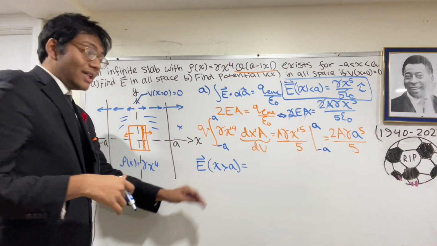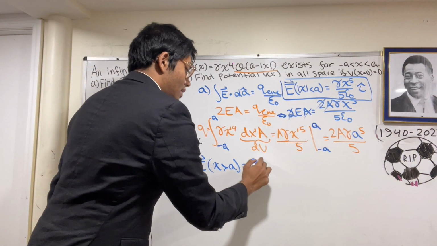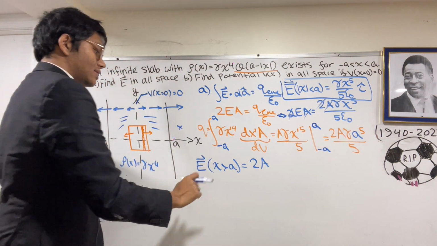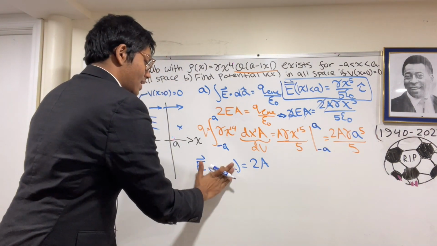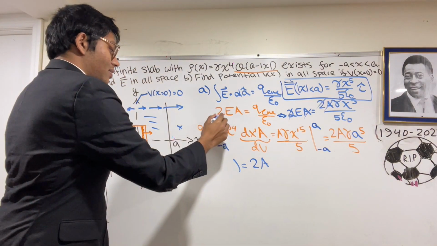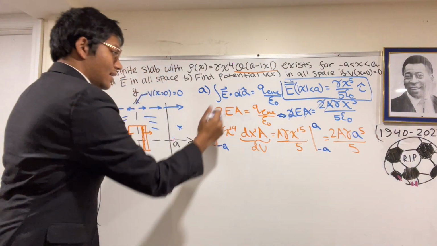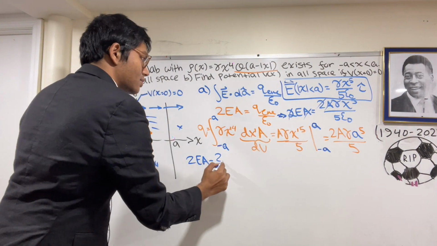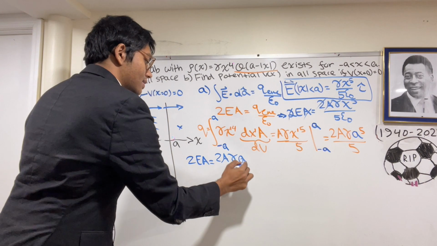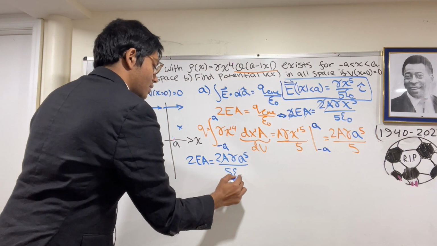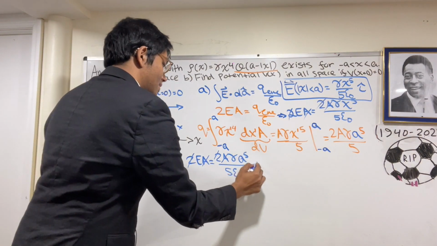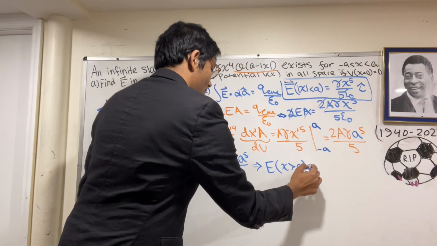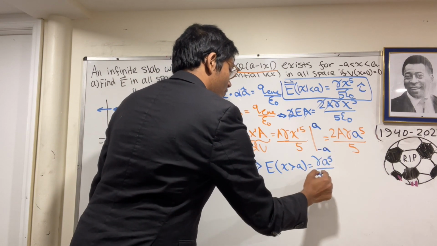The electric field on the right side is going to be, whoa, going a bit too fast. Let me not forget to cancel stuff out. Remember, I'm going to have 2EA by Gauss's law. 2EA is equal to the charge enclosed, 2A gamma a to the fifth over 5 epsilon naught. 2A cancels out from both sides, and so I'm left with the electric field outside, when x is greater than a, equal to gamma a to the fifth over 5 epsilon naught.